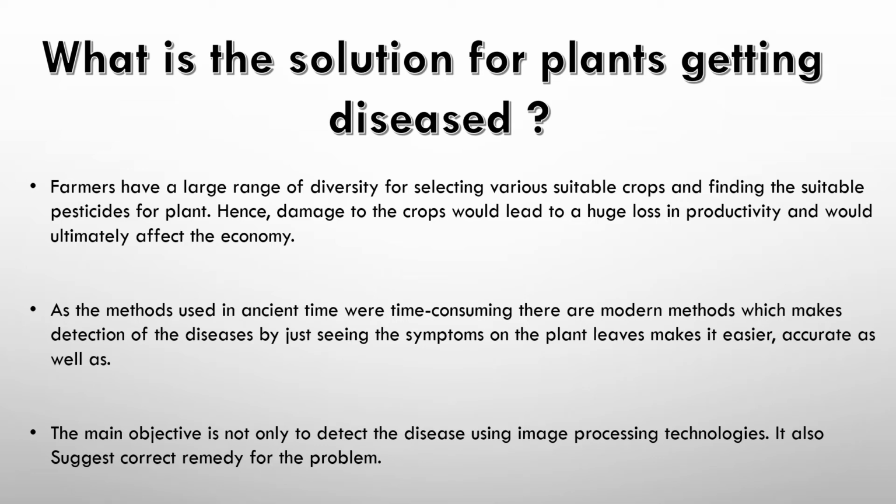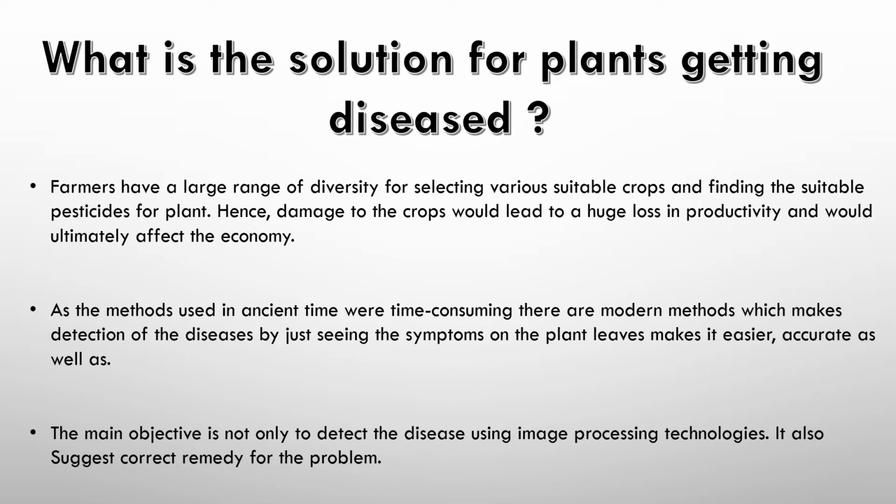What is the solution for plants getting diseased? Farmers have a large range of diversity for selecting various suitable crops and finding the suitable pesticides for plants. Hence, damage to the crops would lead to a huge loss in productivity and would ultimately affect the economy. As the methods used in ancient times were time consuming, there are modern methods which make detection of diseases possible just by seeing the symptoms on the plant leaves, which makes it easier and accurate as well.